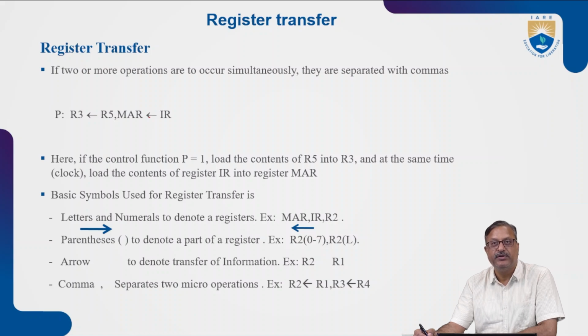The basic symbols used for register transfer language are letters and numerals to denote a register, for example MAR, IR, R2. Parentheses or brackets are used to denote a part of a register, for example R2(0-7), R2(L). An arrow is used to denote the transfer of information, for example R2 to R1. Next is the comma. It separates two operations, like we saw R1 to R2 with an arrow indicating the operation, comma, R4 to R3.